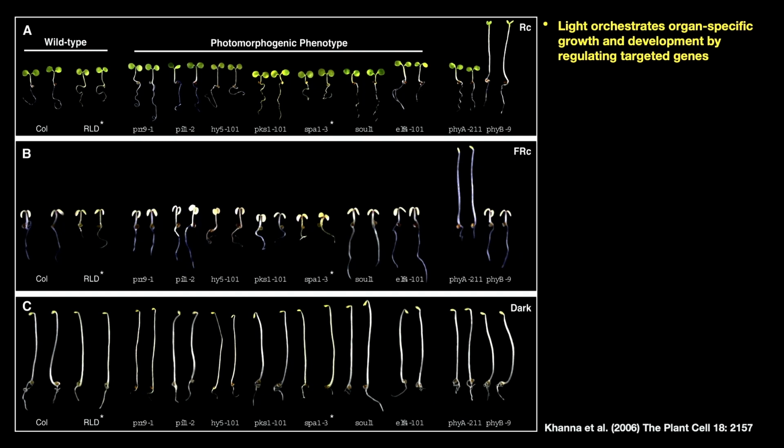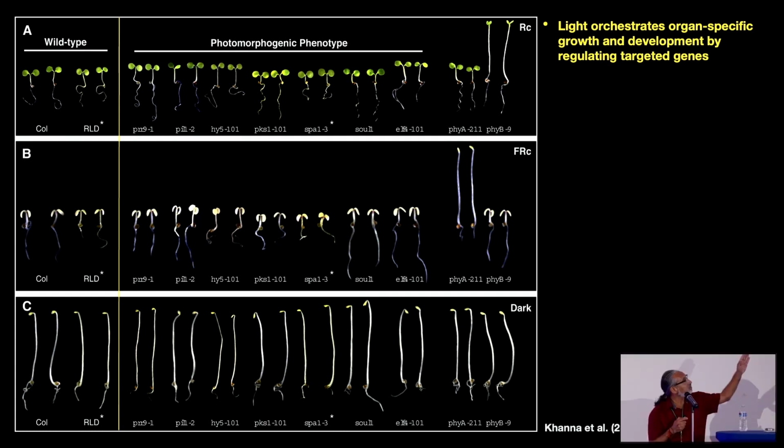So this process starts with photoperception. On the left side are the controls. You can see the wild type grown in red and far red, and then in the dark. And all the single mutants, you can see how differently they look. The important thing is on the right-hand side, where you can see phyA, phyB.